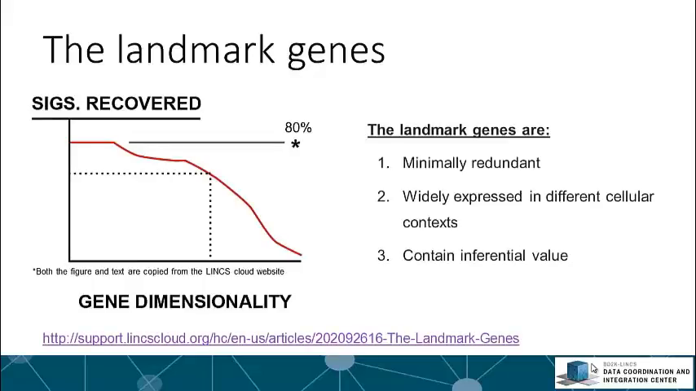So why are 978 genes enough to reasonably represent the whole transcriptome? The short answer is gene expressions are correlated. You only need to know one to know the other. To demonstrate this idea, the CMAP team compared the connections between all the available gene expression data on GEO and found only 978 carefully picked genes are necessary to recover 80% of the connections. The criteria for the landmark genes are minimally redundant, widely expressed in different cellular contexts, and containing inferential value.